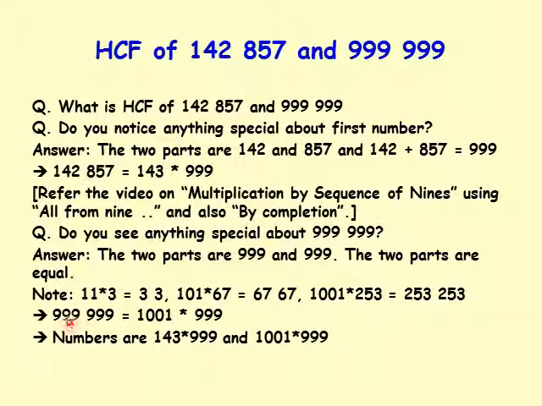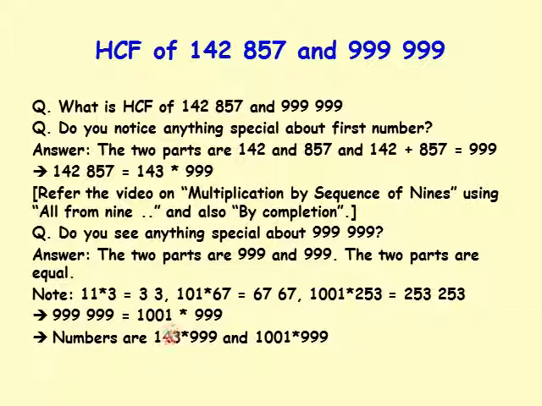That means that 999999 is equal to 1001 times 999. It's like that: a 3-digit number and the 3 digits duplicated. 253 and 253 is a 6-digit number with the 3 digits duplicated, and we obtain that by 1001 times 253. So 999999 is 1001 times 999.